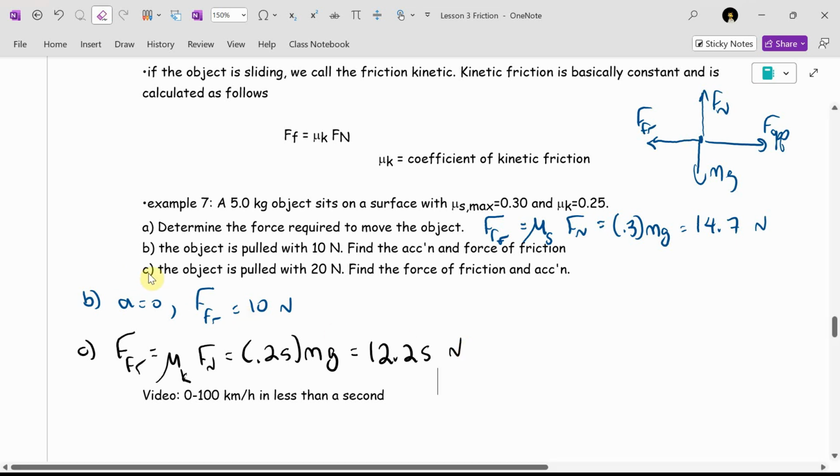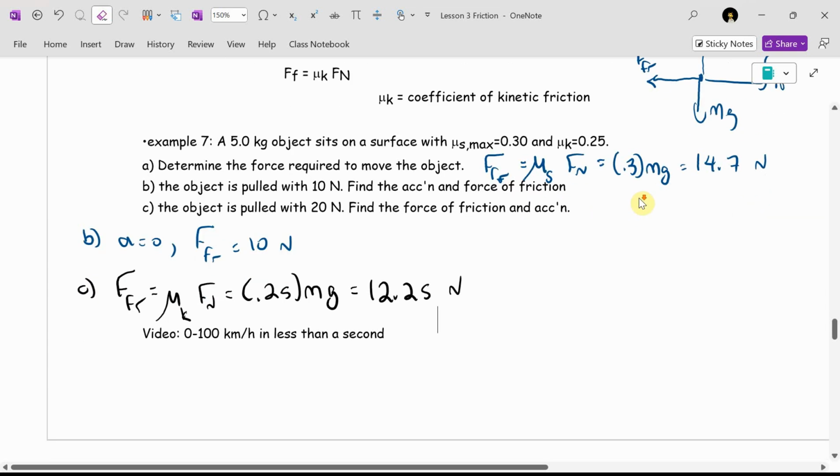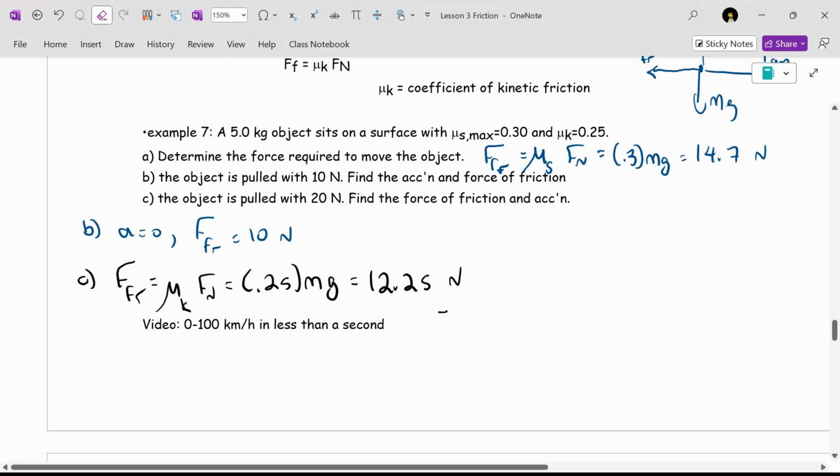Okay. Part C says the object is pulled with 20 newtons. Find the force of friction. Now, we did. We said it's sliding, so it's going to be this coefficient of friction. And the acceleration. How are we going to find the acceleration? Who's winning? Losing? Equals? Yeah, we're going to go F applied minus friction equals MA. Liam, get the A by itself. Divide by M.